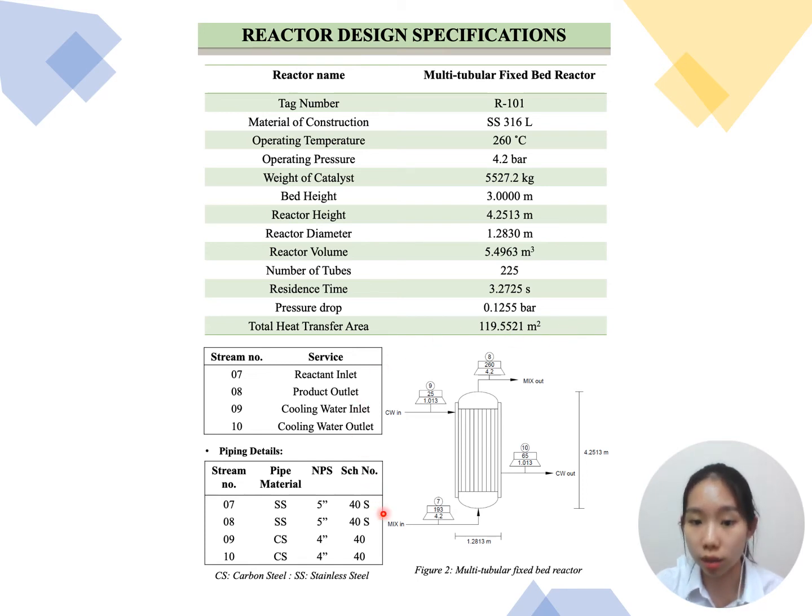And here shows the schematic diagram, and here is the reactor inlet and product outlet, which are constructed with stainless steel pipe, and the cooling jacket works in a counter current direction, which is constructed with carbon steel, which has a lower cost compared to stainless steel. And now I will pass to Doris for the safety part.